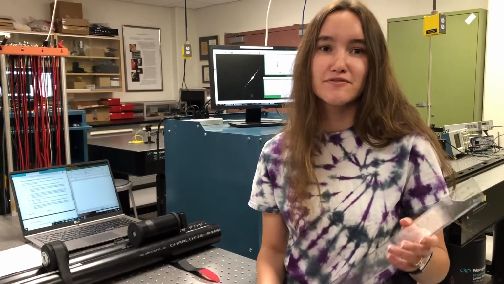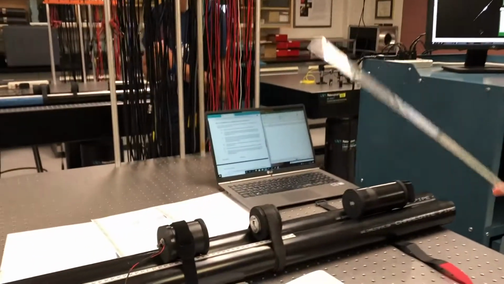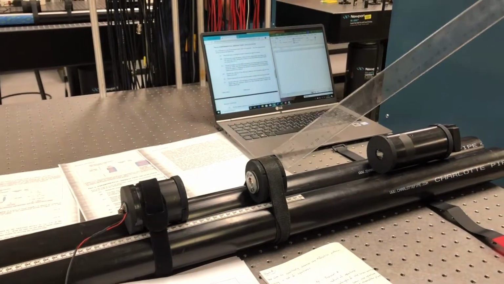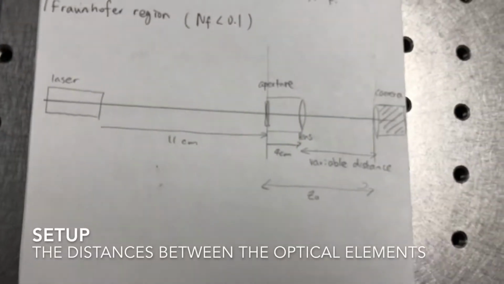The purpose is to qualitatively observe diffraction patterns of various shapes and sizes of apertures. We do this by using this collimated laser light to go through the aperture, through this lens, to a camera, as shown in this nice picture.